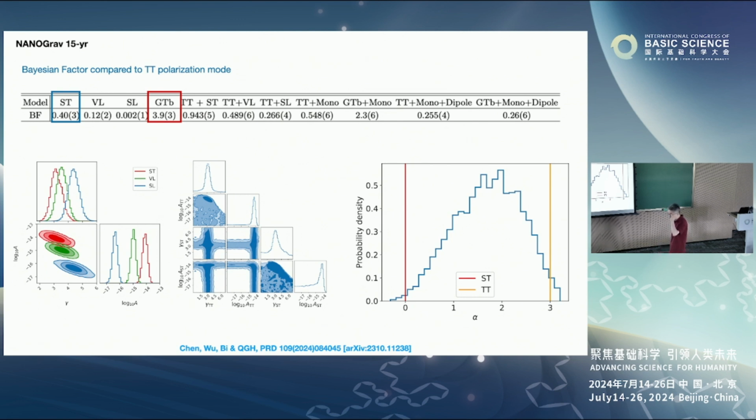Yeah, and from the theory side, it's also very interesting. So usually, once we have a vector mode, this vector mode is a longitudinal mode. And sometimes they will be ghost modes. It is not a good one for theory. And from the data analysis, we see that this longitudinal mode is not preferred by the data sets.